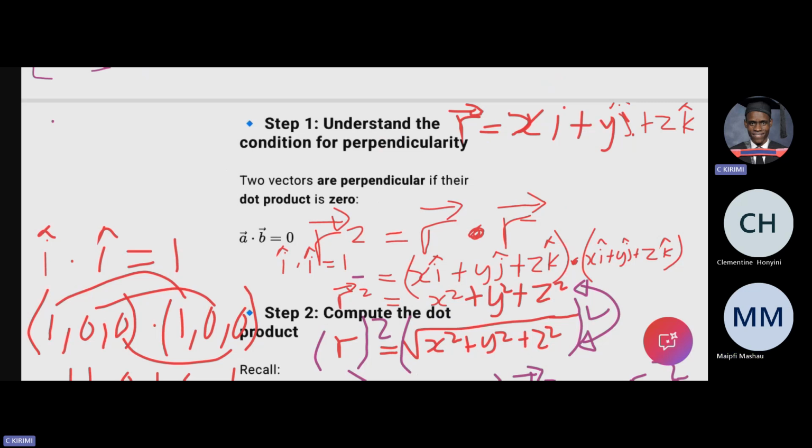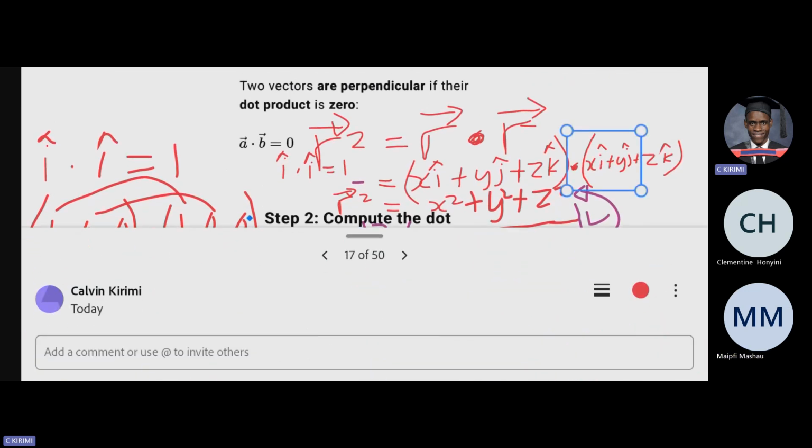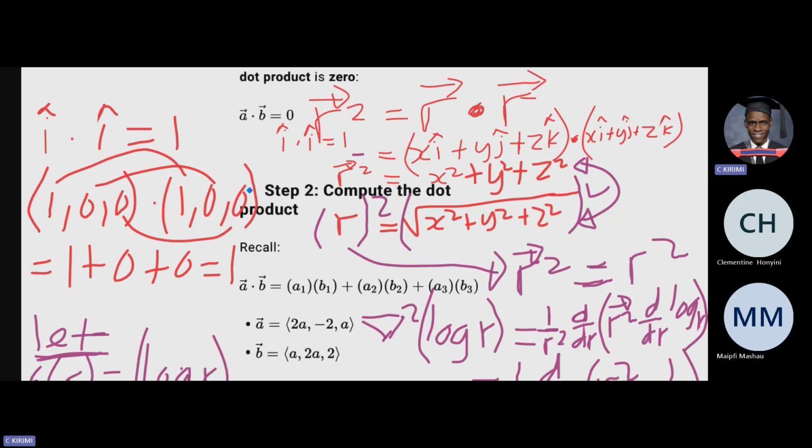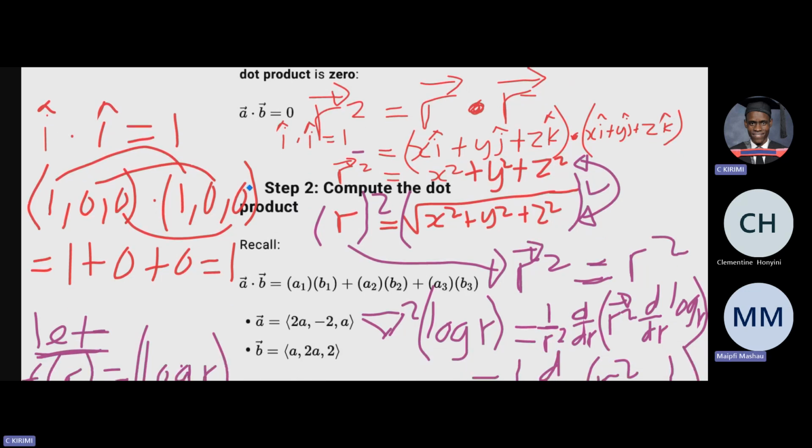After we did the dot product, we found that r squared as a vector is equal to r squared as a scalar. We have used that relationship to say grad squared log r can also be written as, where there was f(r), I replaced f(r) with just log r. Then I just do the same. They can give you sine r, or they can give you e to the power r. You just do the same with grad squared of e to the power r.